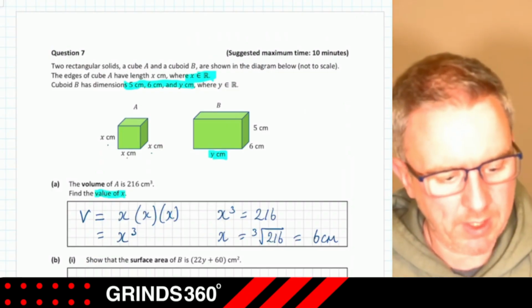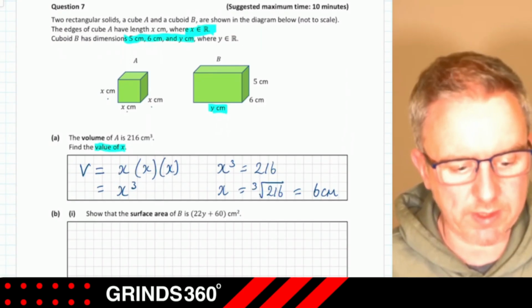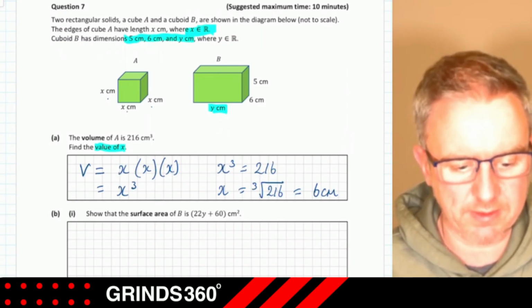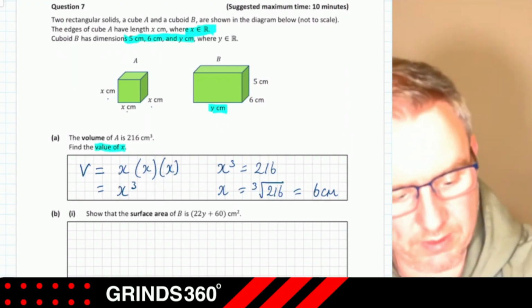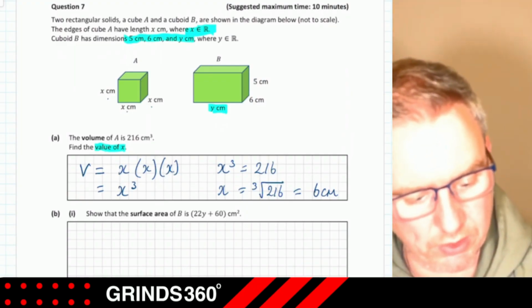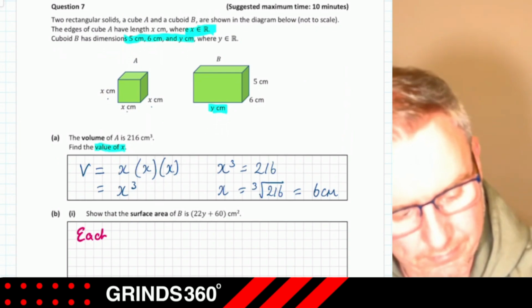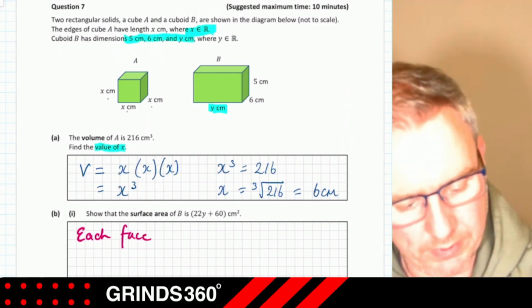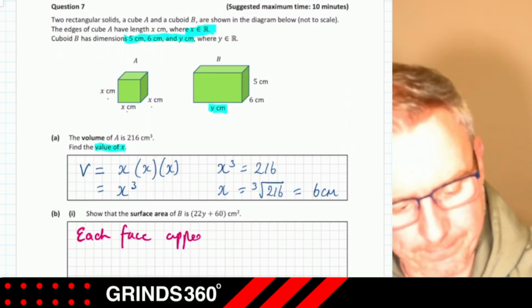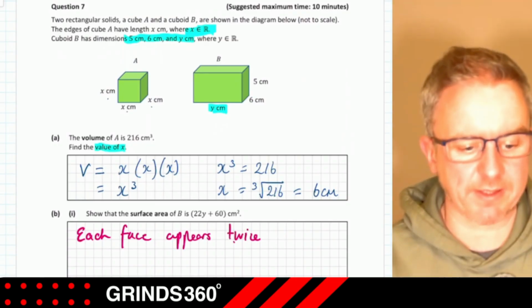All right. Next thing, show that the surface area of B is equal to 22y plus 60 centimeters squared. The key thing on this, for the surface area of a cuboid, is that each face appears twice. That's the key thing there.